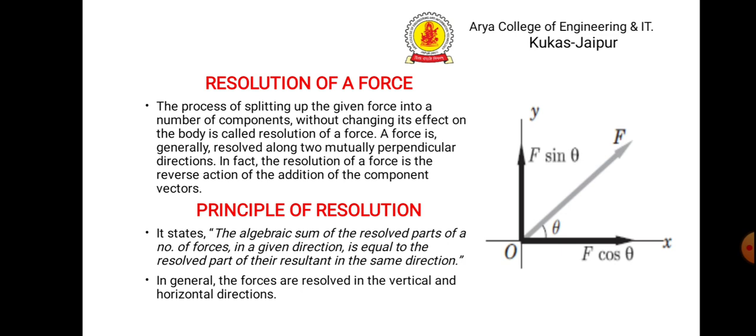As we can see in the figure, the force F is inclined at an angle theta with the x-axis direction. So along the x-axis it will be F cos theta, and the second component along the y direction will be F sin theta. Remember that if the force makes an angle with a plane, the component parallel to that plane will be cos of that angle.